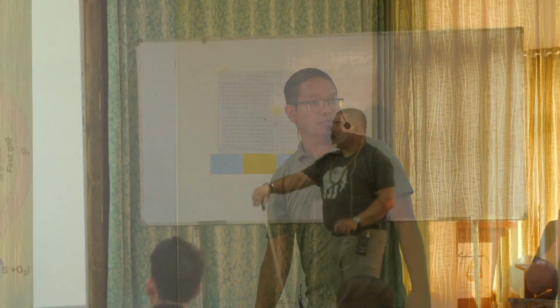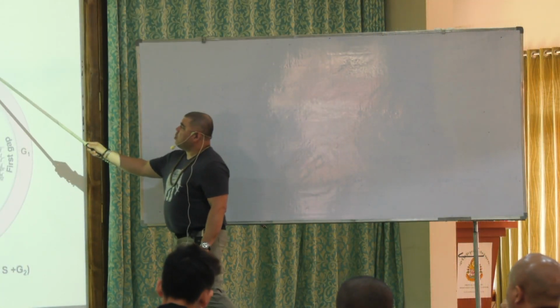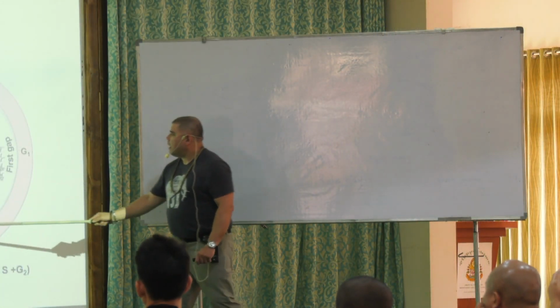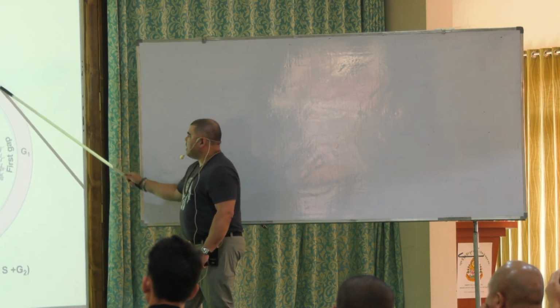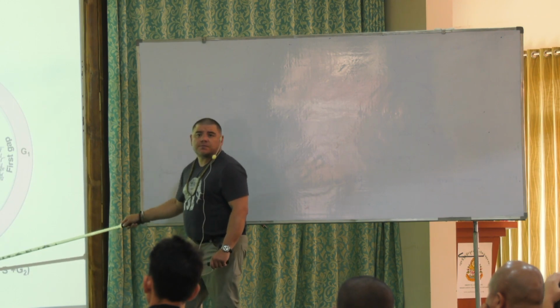It's also important to note that if you take out mitosis, G1, S, and G2, these three components, these three steps are called interphase.